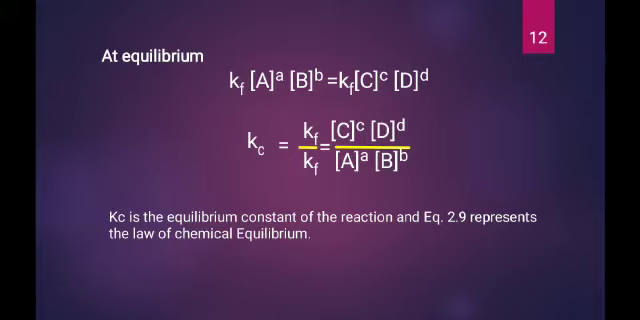And you can say that we rearranged this equation: we brought the A and B terms to the right-hand side and Kb to the left. So this equation can be written in this way. Kc is the equilibrium constant of the reaction, and this equation, equation 2.9, represents the law of equilibrium, the constant law of chemical equilibrium.